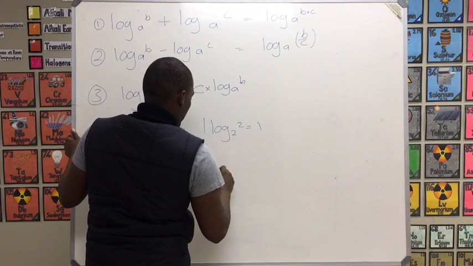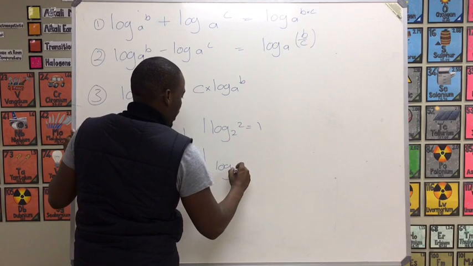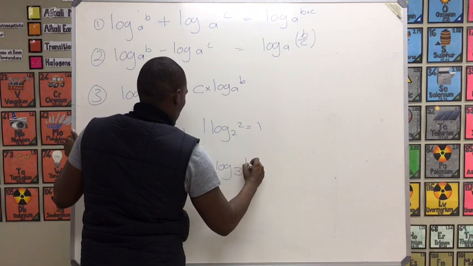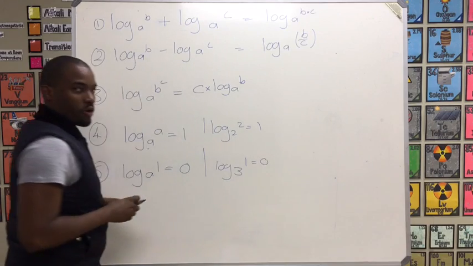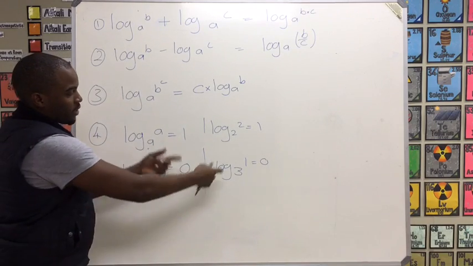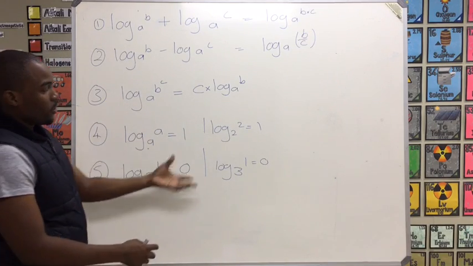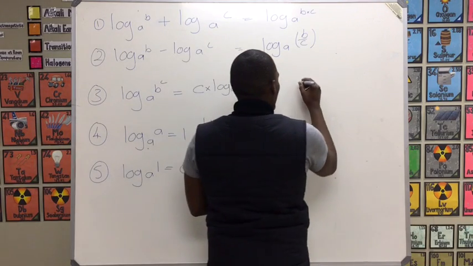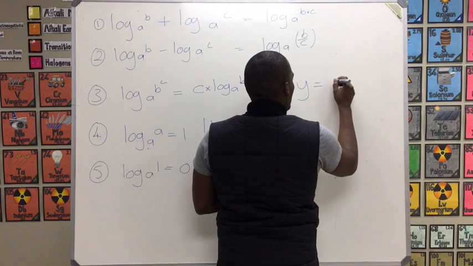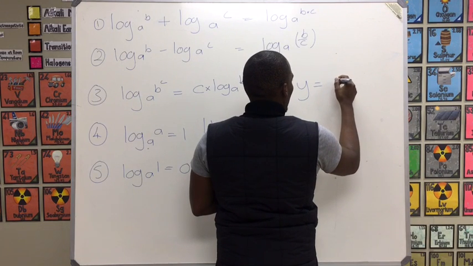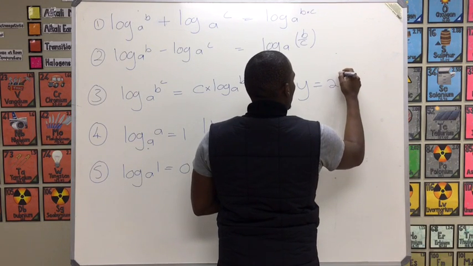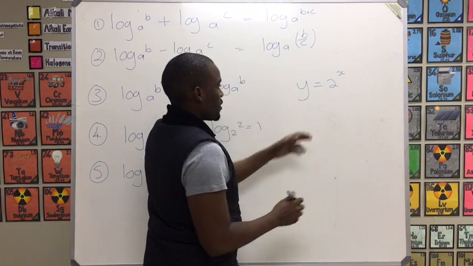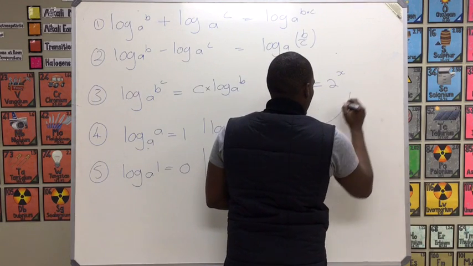And then if we had log base 3 of 1, that becomes 0, right? And let's think of this in another way. Remember, like I said, the logs are the inverse function for exponents. So if we had an exponential function, y is equal to, let's say, 2 to the power of x. That's a function that sort of does that.